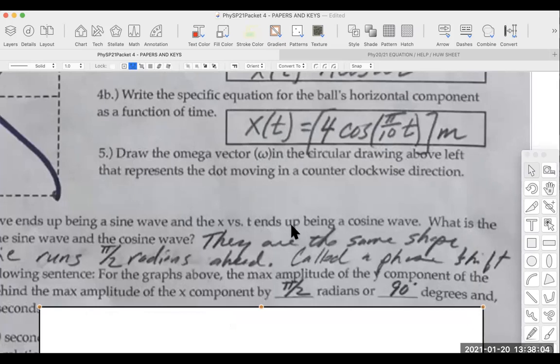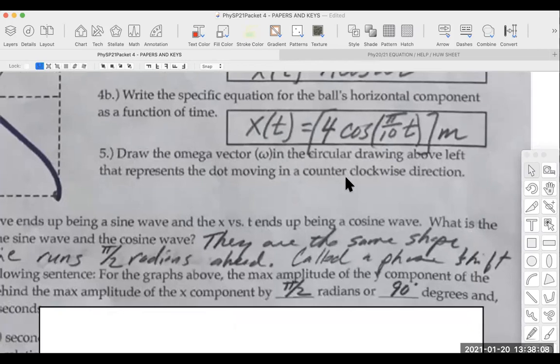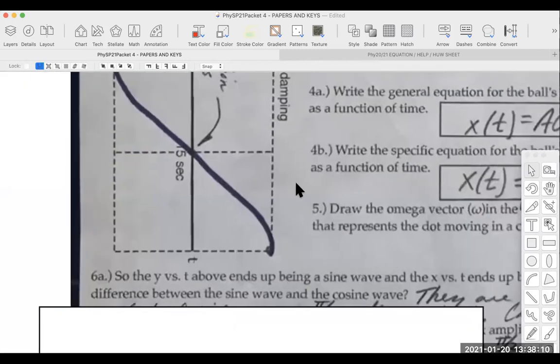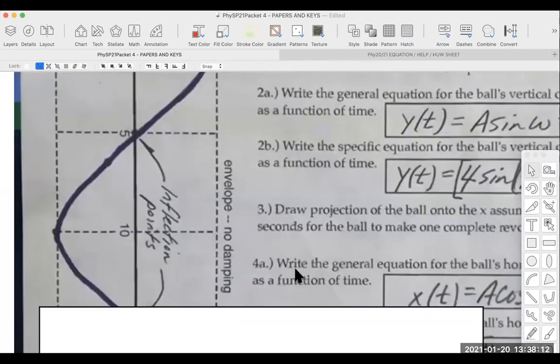And the reason for that is, sorry, I keep thinking I'm on my iPad. I can't use my fingers. So the reason for that is, let me make this smaller so you can see it.